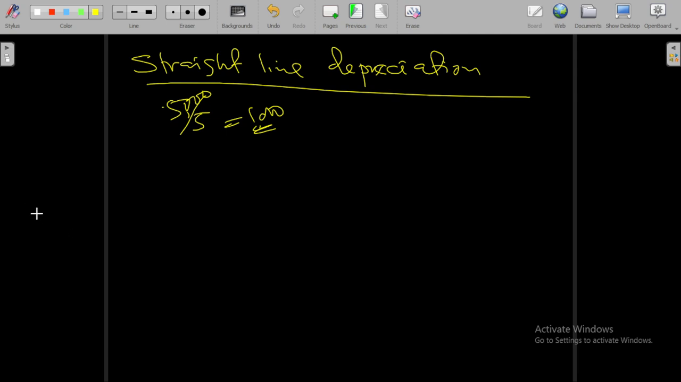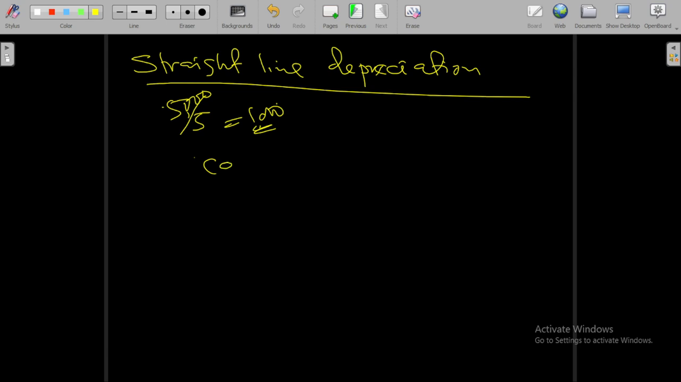sometimes you have a scrap value. At the end of the useful life of this asset, I can still sell this asset. So how much are you going to sell it for? You are going to deduct it from your cost, then you divide it by the useful life of that asset. This is the formula.